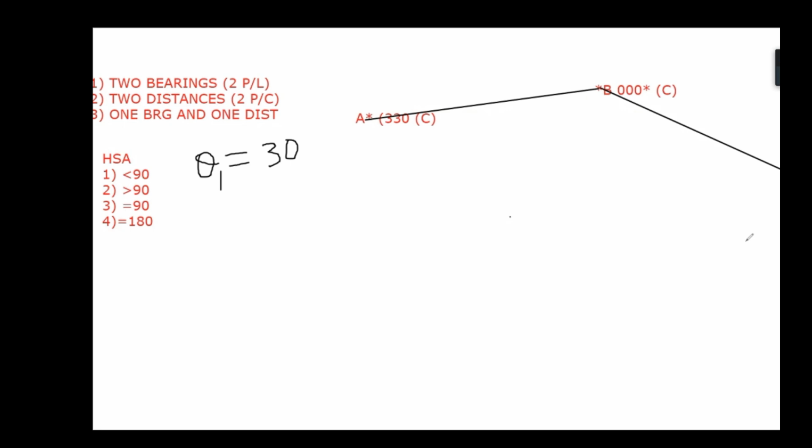Now, if you want to solve it by the HSA method, what is the next step? Join the lighthouses, that means A to B and B to C. Then we see what is the angle between A and B. A's bearing is 330. B's bearing is 00, and 00 means 360. That means 360 minus 330, which is 30 degrees.